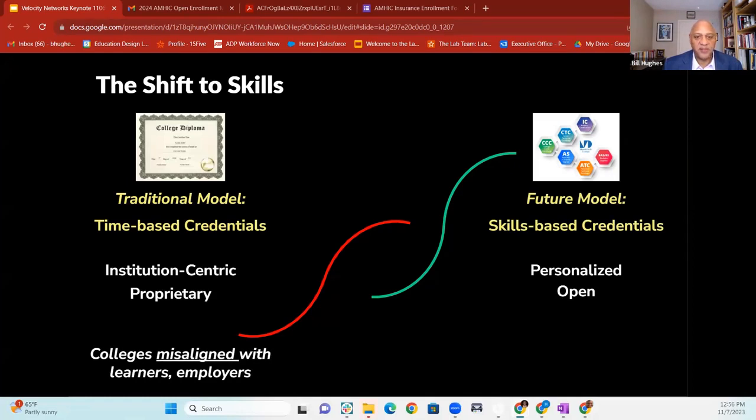Why is this important? Well, one key issue is that with the time-based credential, colleges and their incentives are misaligned with learners and employers, because the more time someone spends in a time-based credential, that's good for a college in terms of enrollments and their business model. However, for learners and employers, more time is only taking away from that value. However, in a skills-based credential model, the more skills, the more benefits for everyone involved, for the learner, for the college, for the employer. And that aligns all of their incentives. And this is one of the reasons we believe that the shift is going to only accelerate.